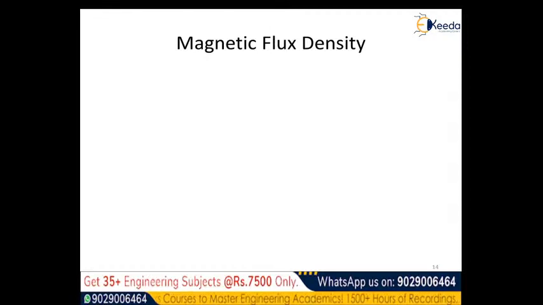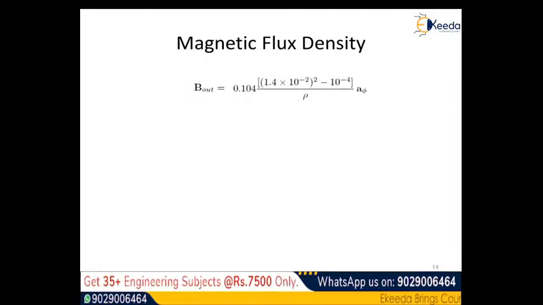Therefore, here we require the magnetic flux density in this particular case, which will be a modification by the use of the Ampere circuital law that we applied in part A of this problem statement. So we write, for the outside of the current distribution, capital B with suffix OUT, and this is given by 0.104 as it is, with the numerator (1.4 into 10 to the power minus 2) squared minus 10 to the power minus 4, and this difference is divided by rho, with the unit vector to represent the direction, here it is a phi. This will simplify to 10 to the power minus 5 divided by rho into a phi, and as this is magnetic flux density, it is expressed in terms of Weber per meter square.